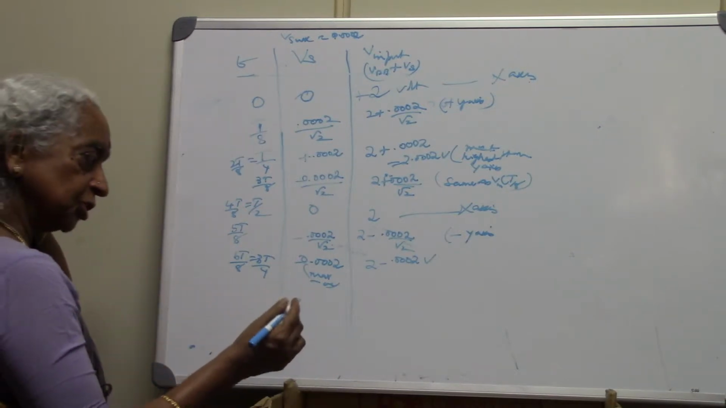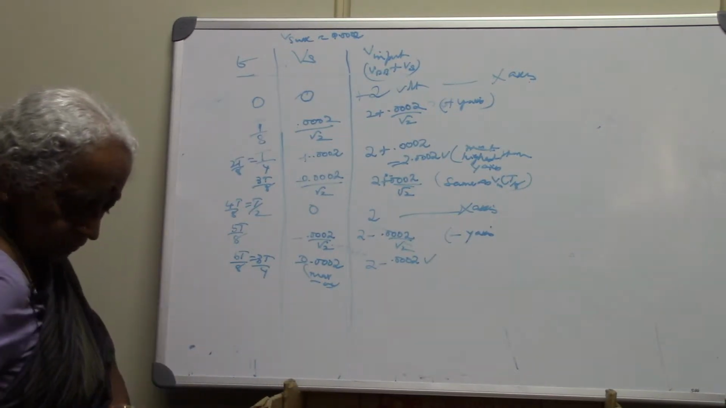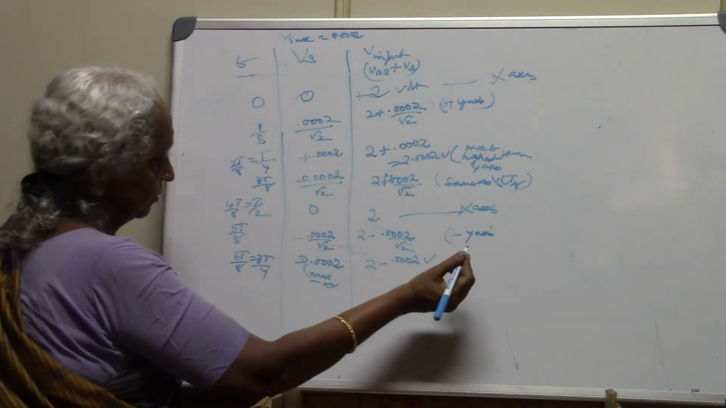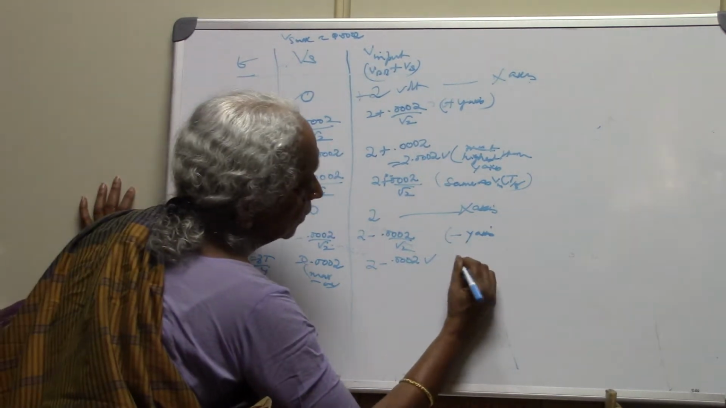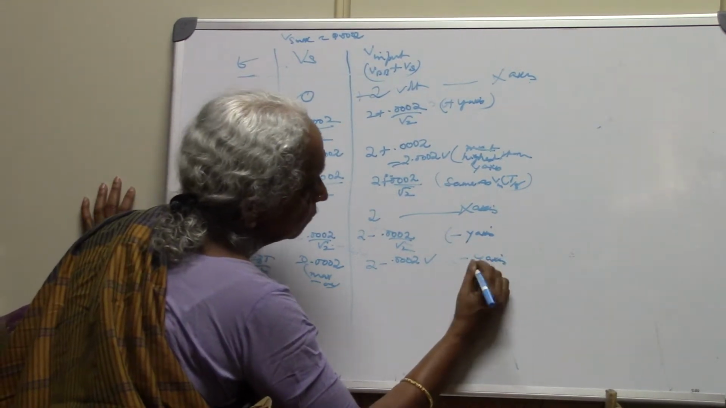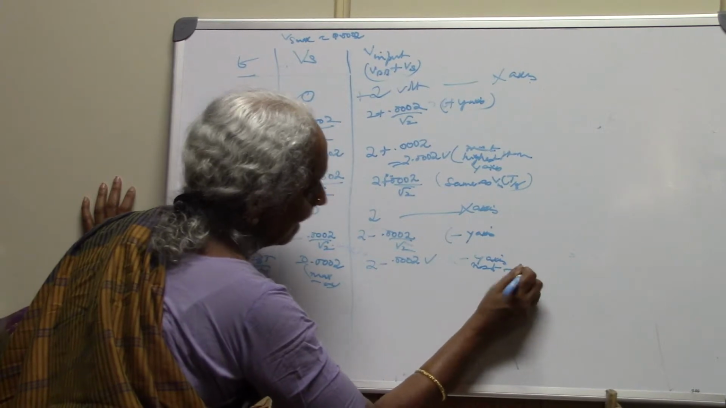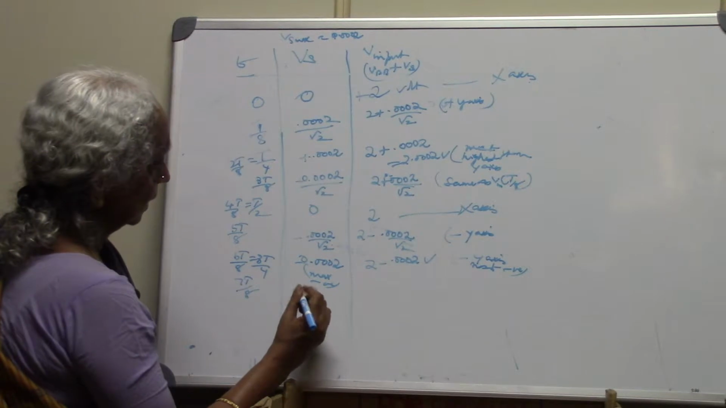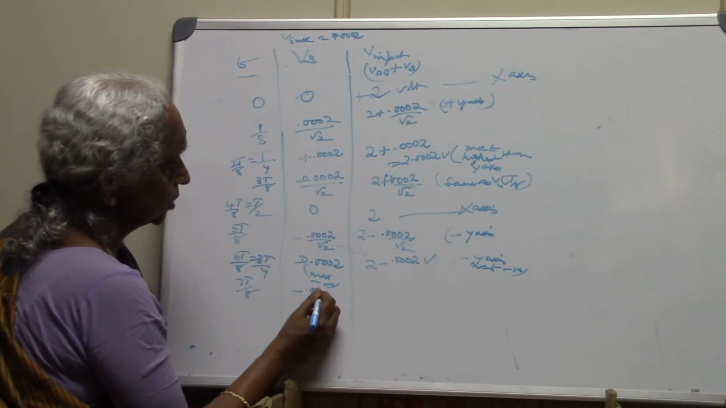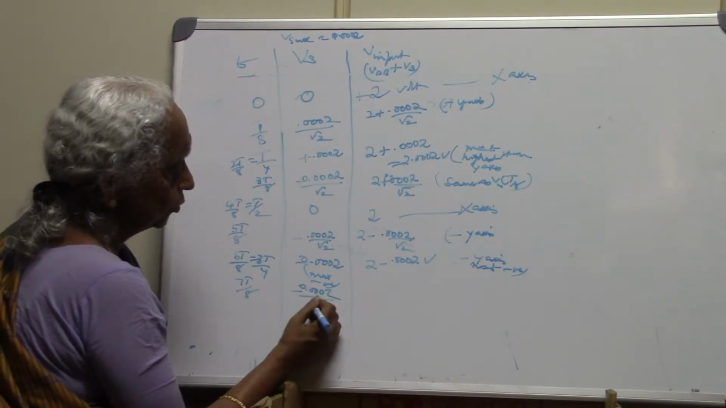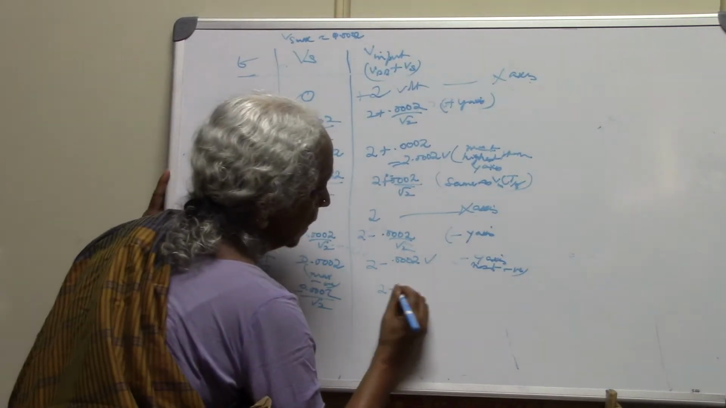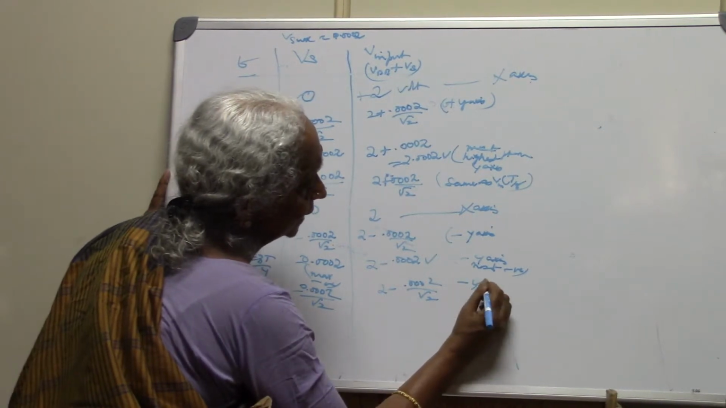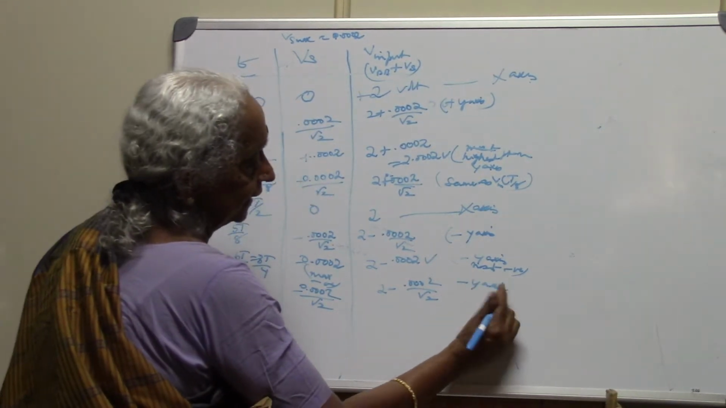It will be 0.0002 volt, and 2 minus 0.0002. This will be on the minus y-axis, most negative. And then at 7T by 8, it will be minus 0.0002 by root 2, so this will be 2 minus 0.0002 by root 2. It will be on the negative y-axis, but not most negative.